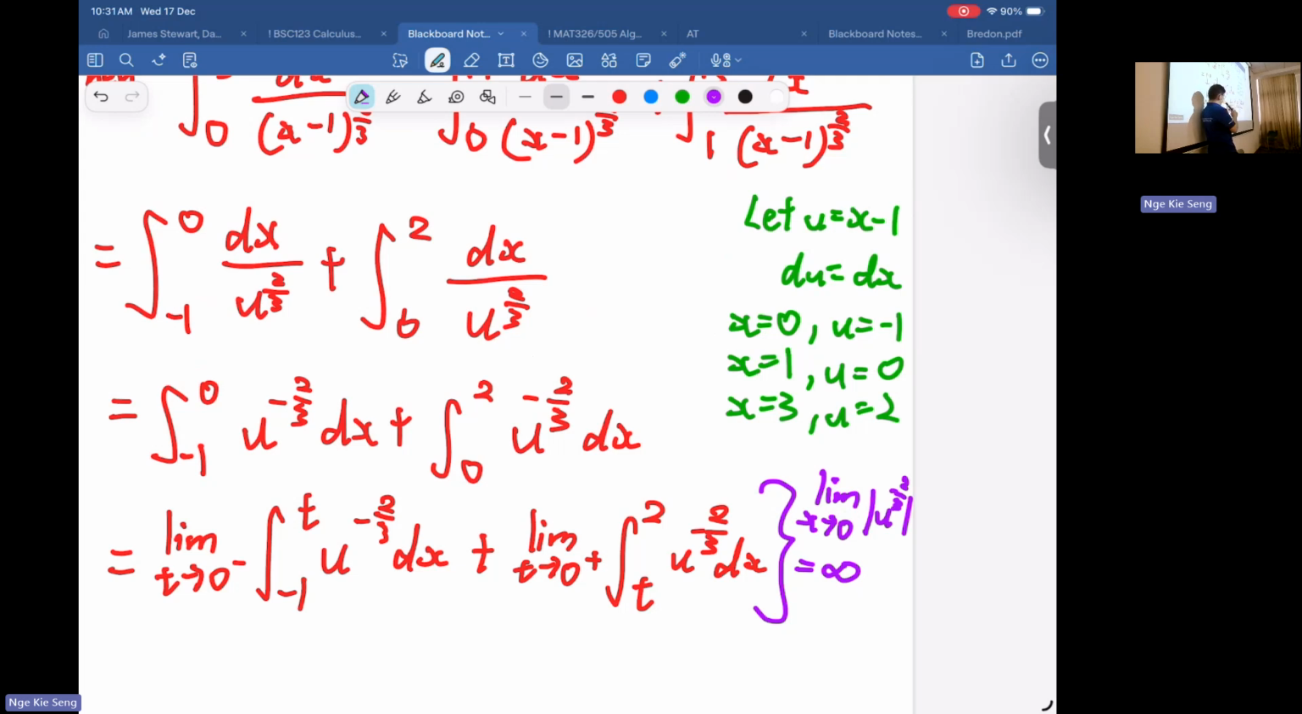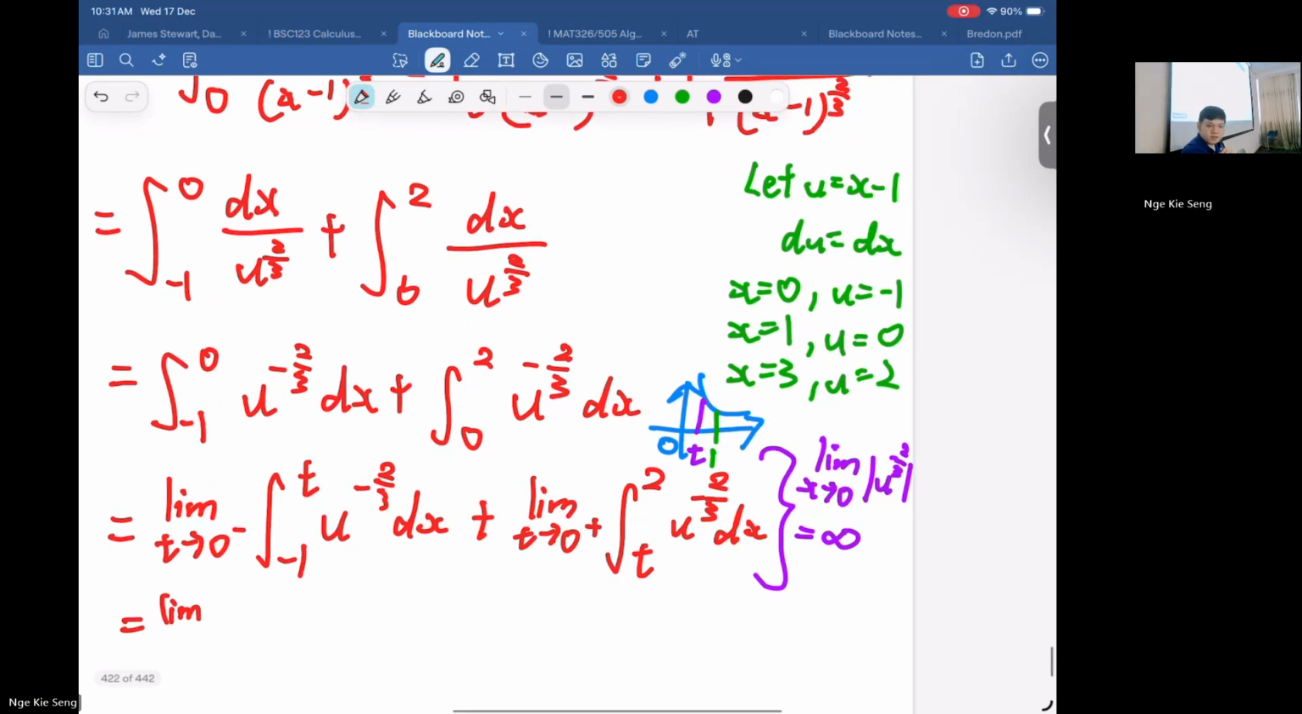Because your function goes to infinity on one side. Your function looks something like this. When this is close to 0, it goes to infinity. So you need to use improper integration, meaning you compute from 1 to a value t, and then you take this t close to 0. All right, so I think this calculation should be easy. Easy or not?